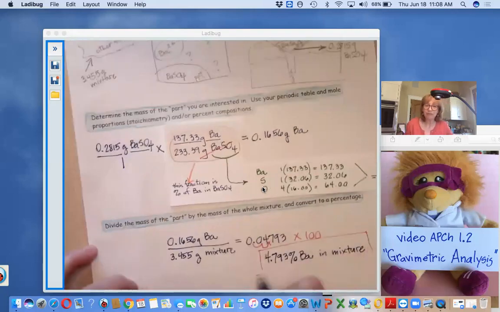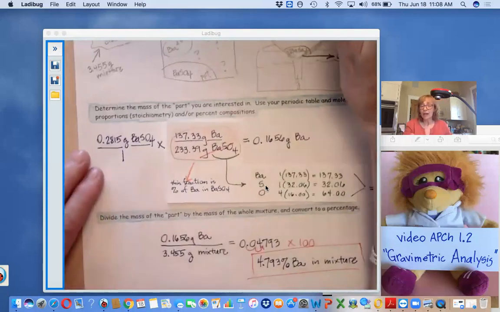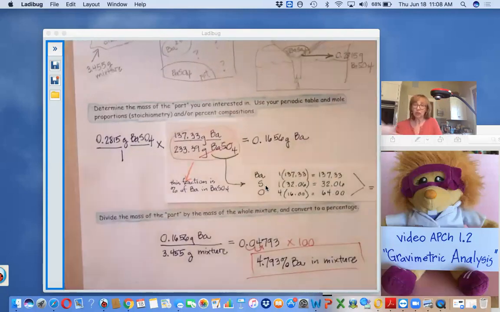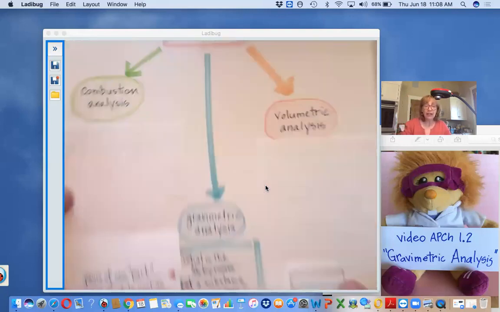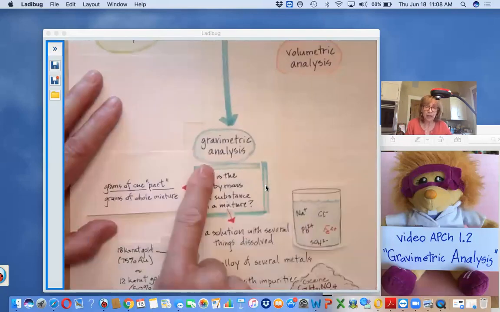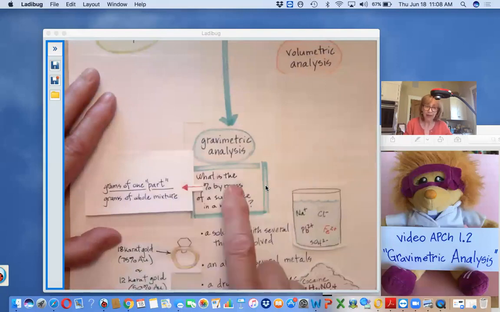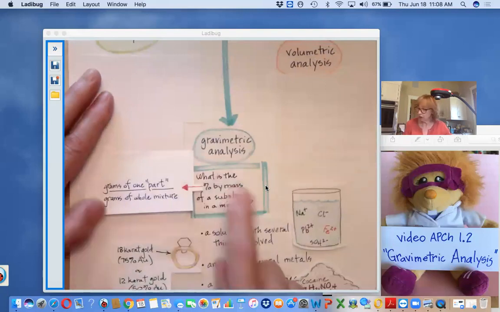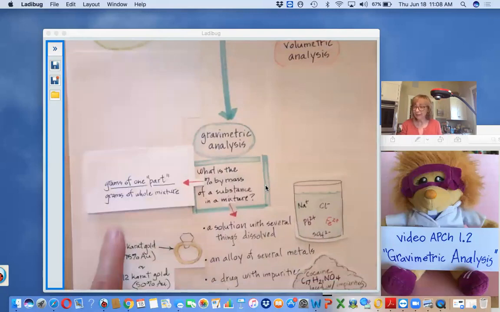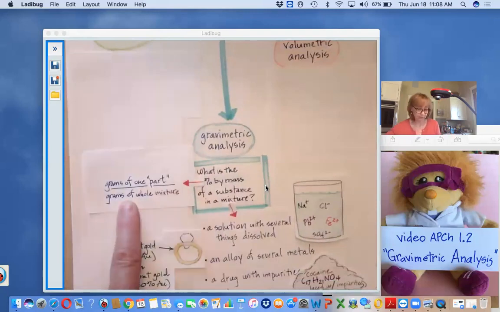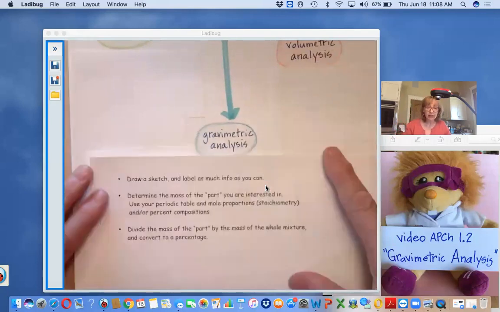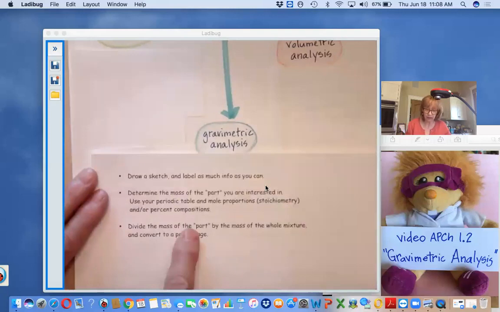Okay, guys, I hope that was helpful. Before we shut down, let's just go back and remember that in any gravimetric analysis problem, when you're asked to find percent by mass, you have to first of all come up with a way to separate out the part that you're interested in and then divide that part of interest by the mass of the whole thing.